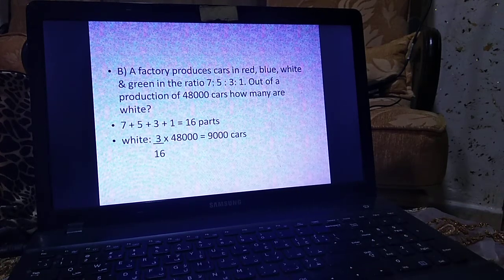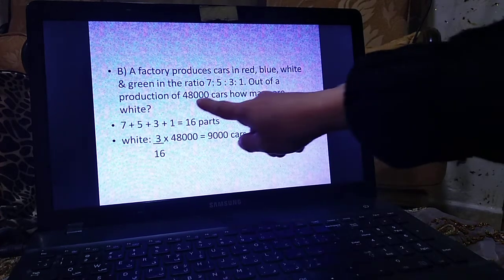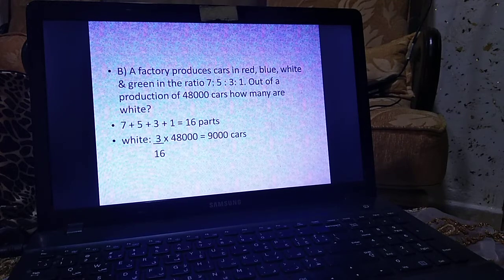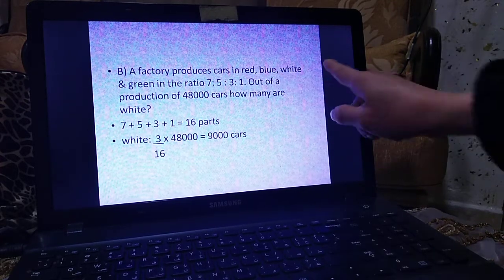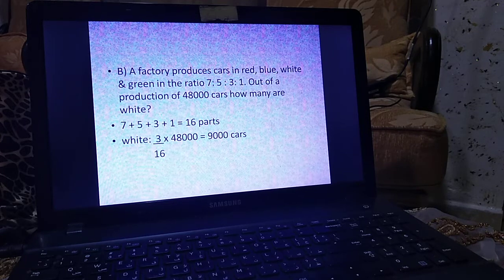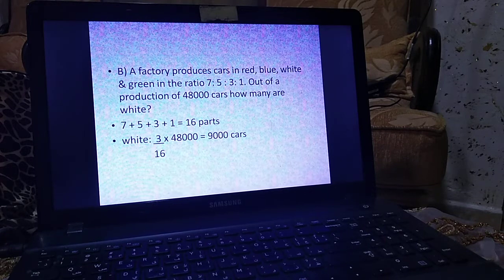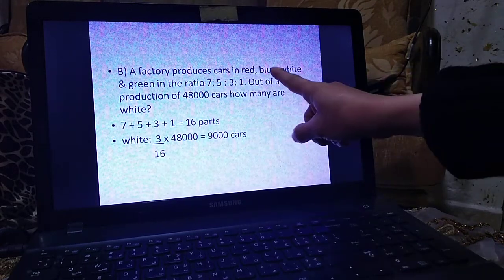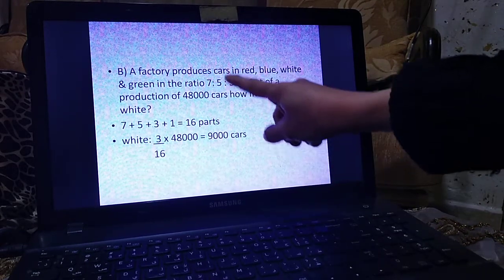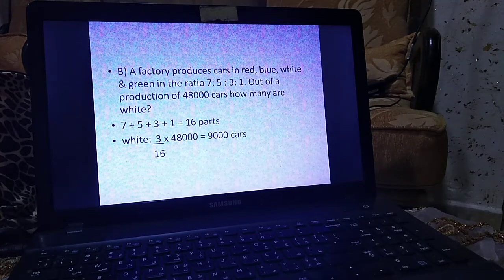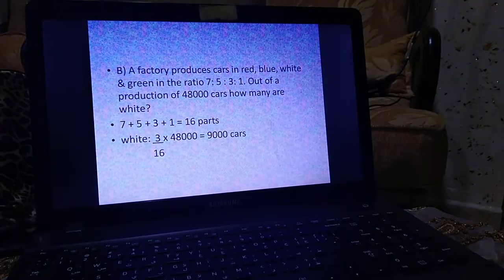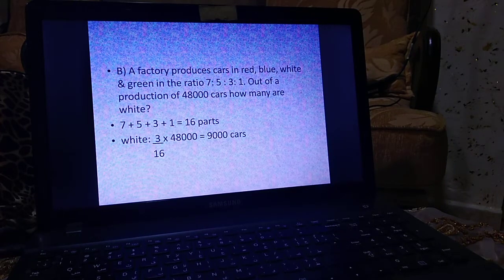The second question or worked exercise is about a factory which produces a total of 48,000 cars in 4 different colors: red, blue, white, and green. This is done not in equal numbers, but in a given ratio, 7:5:3:1. The question wants you to calculate how many cars are white. Now, since red is for 7, blue is for 5, white is for 3, this is the number we're looking for. So we must add the parts of the ratio first. 7 plus 5 plus 3 plus 1 is 16 parts.